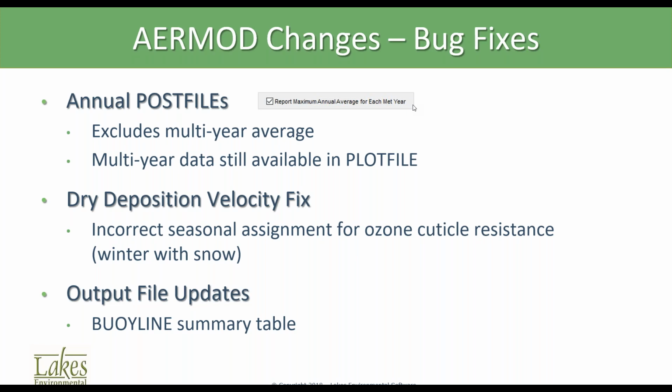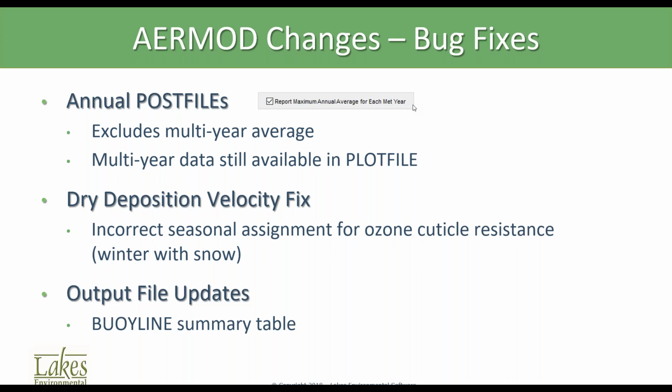A bug fix for dry deposition velocity. For cases where you were modeling with dry deposition, there was an incorrect seasonal assignment. The winter with snow was not being applied correctly, and it also is related back to the bug about identification of frozen versus liquid precipitation in AERMET. So that was fixed so that ozone cuticle resistance could be properly used within those equations.